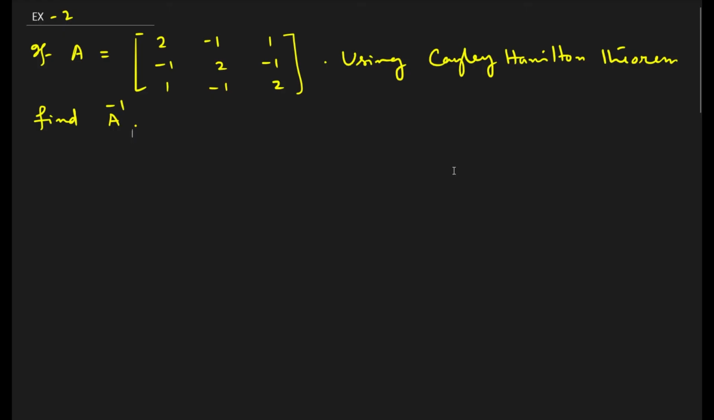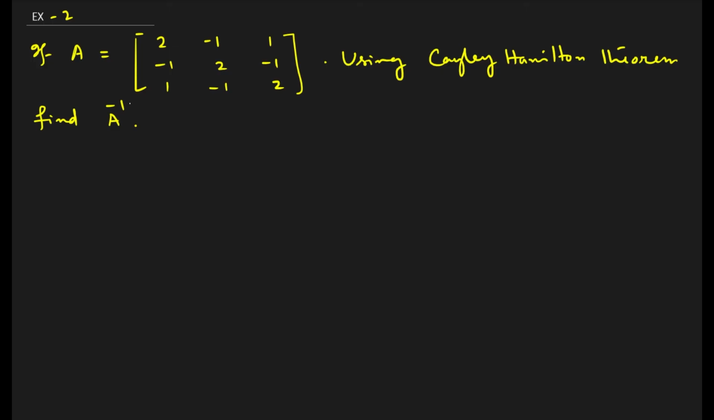Now see, here one 3 by 3 matrix is given, and it is not asked to verify the Cayley Hamilton theorem. We can use the Cayley Hamilton theorem, and after using it, we find A inverse. We have so many different methods of finding A inverse, right? By adjoint, and by other methods like row transformation. But here we have to find the inverse of the matrix by using the Cayley Hamilton theorem. Okay, so let's do it.